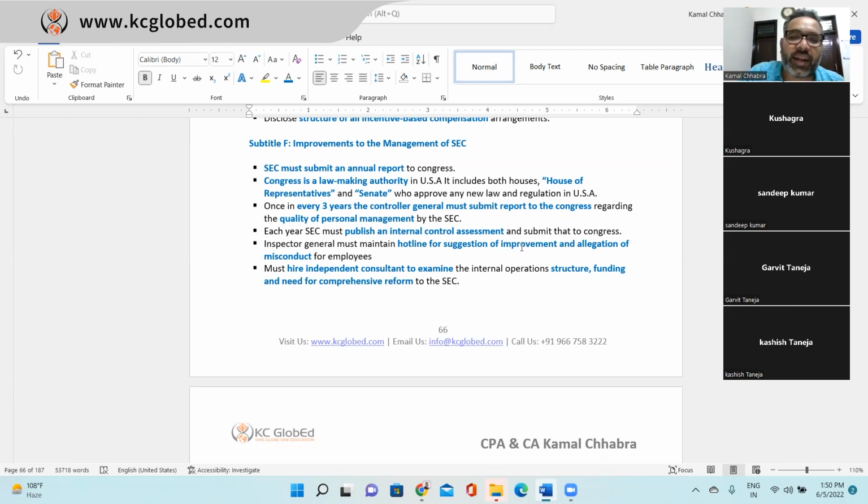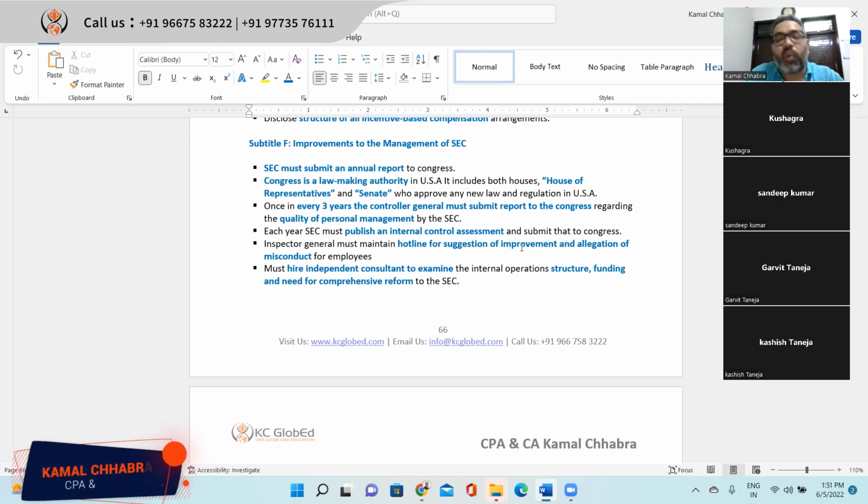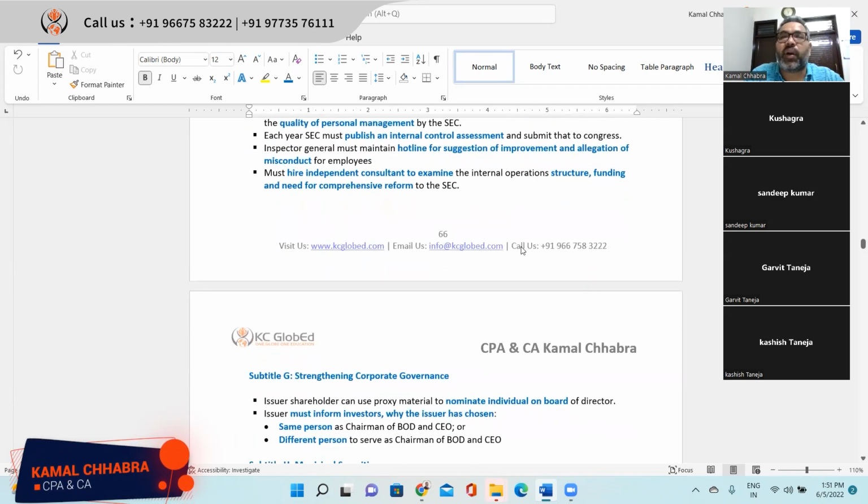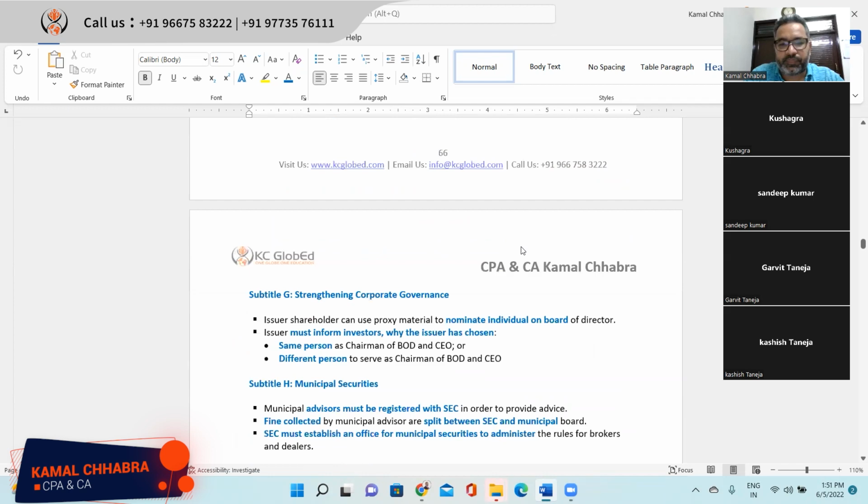Next, the SEC must hire an independent consultant to examine the internal operation structure of the SEC, the funding of the SEC, and the need for comprehensive reforms for the SEC. So they also need to hire independent consultants to do their assessment, right? So these are all the laws, rules, and regulations required for the SEC.